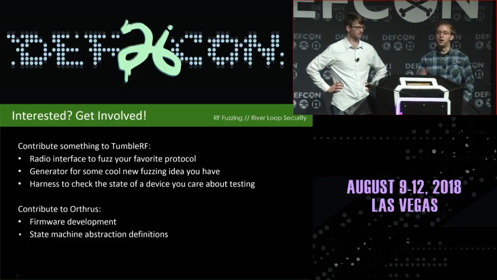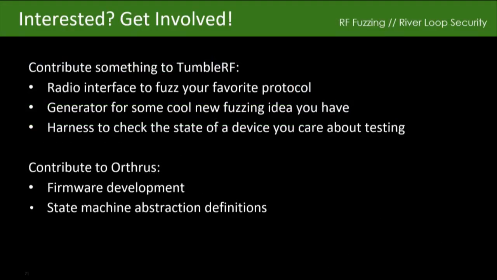So we are looking for help not just on that, but on TumbleRF in general. We are going to be adding some more protocols to this and doing some more of our own research off of it. However, we are sharing this, and we'll show you the GitHub link in a moment, because we think it would be great for people to be able to add on, whether that be adding a radio interface to fuzz your favorite protocol, adding a generator if you have an idea about a fuzzing state that you think could get a radio into a strange state, or a harness to check the device state of a device you're instrumenting against. So in addition to what Matt mentioned on the Orthrus with firmware development and the state machines, we are open to collaborating with anyone who's interested in it.